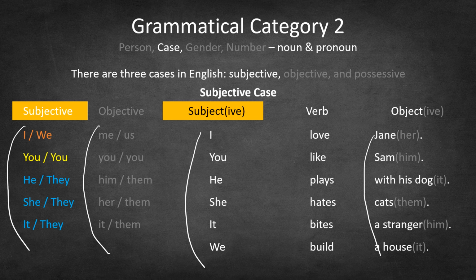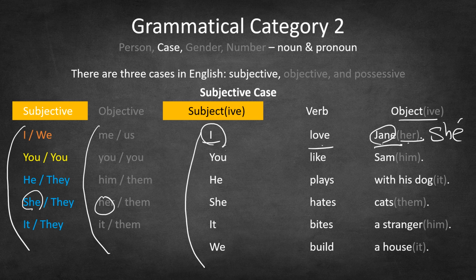Here, I, subject, love Jane. Jane is she, right? When she is in objective position, it becomes her. Okay? So Jane is she. She is subjective. And now we need an object here. So her. I love Jane or I love her. You cannot say I love she. Why? She is subjective. It has to be here, not here.